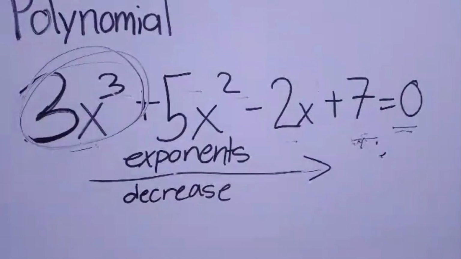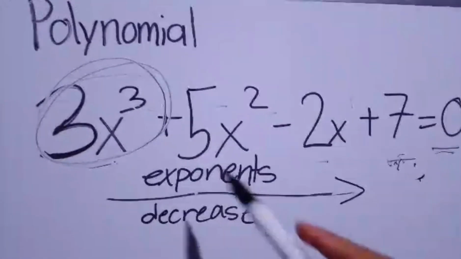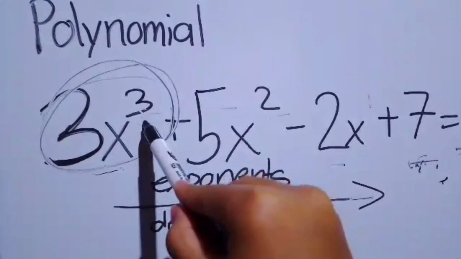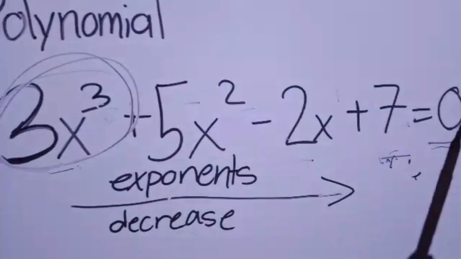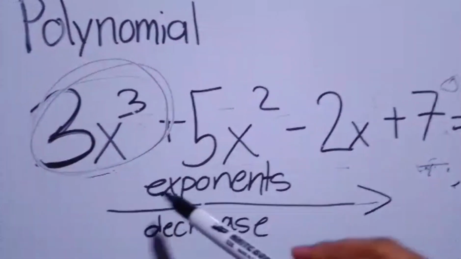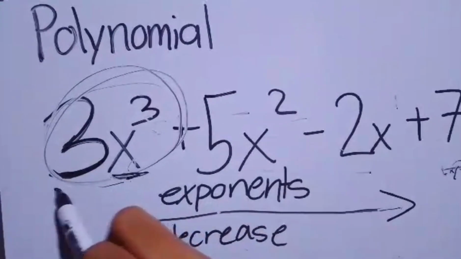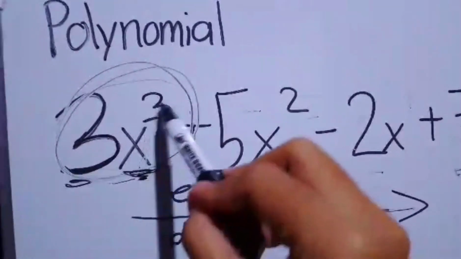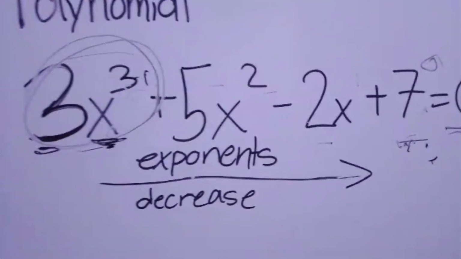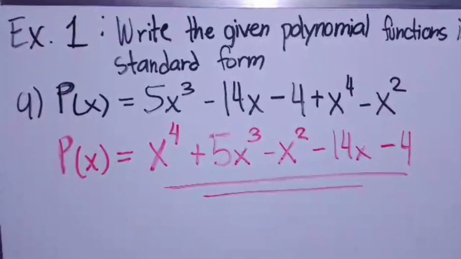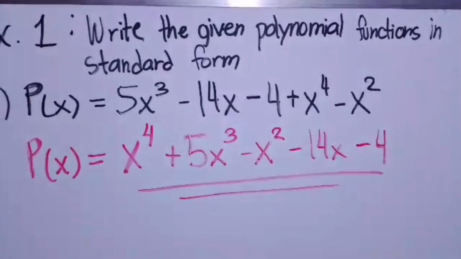This is the example, guys. The exponent of the polynomial decreases until it reaches 0 for each term, like this one. This is the variable and this is the exponent, guys. For example, number 1, write the given polynomial function in standard form.